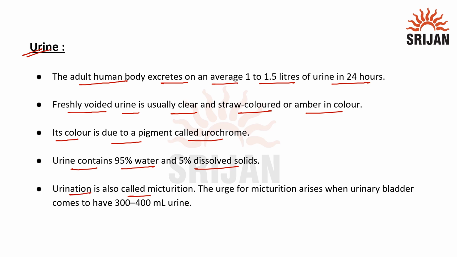Urination is also called micturition, and the urge of micturition arises when the urinary bladder comes to have 300 to 400 milliliters of urine. I hope this topic is clear to you.